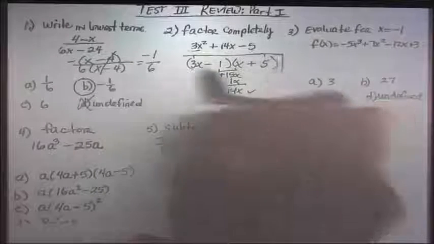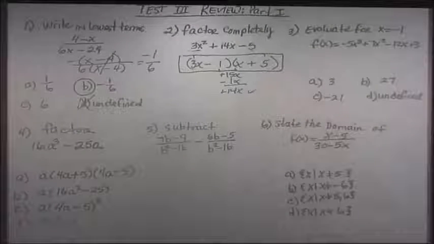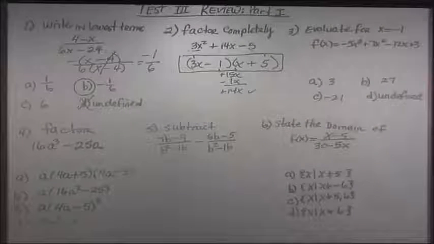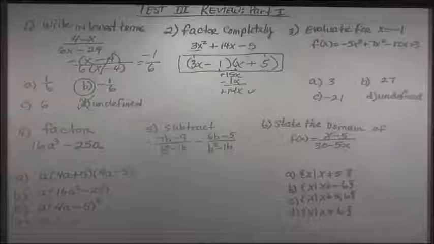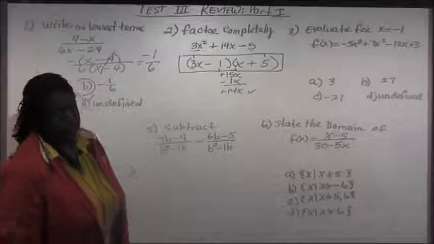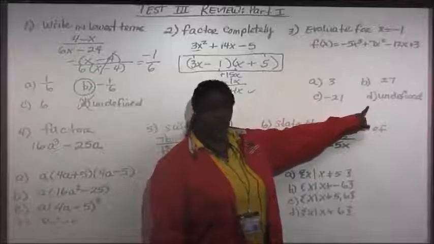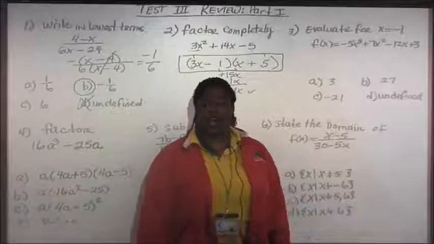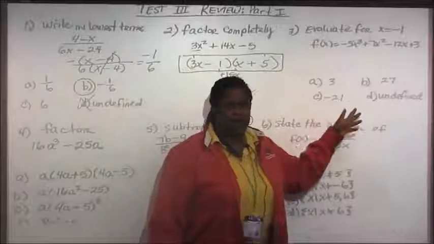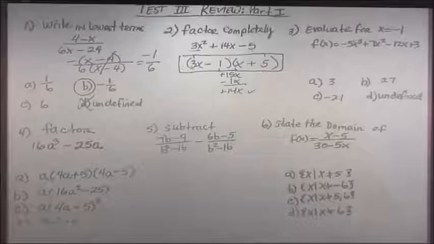Here we are with number 3. It says evaluate for x equals negative 1, and they gave you this function. Looking at the multiple choice selection, can you tell me which one of these answers can't be our answer? D. Again, D. That word undefined means what again? We have a 0 in our denominator. Do we even have a denominator in the problem? Can't be my answer. Do you see that?